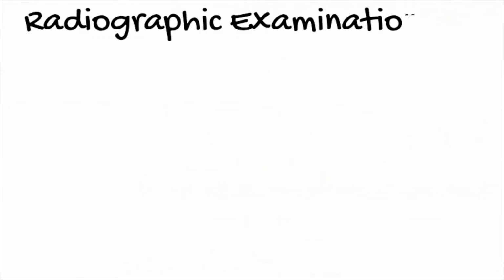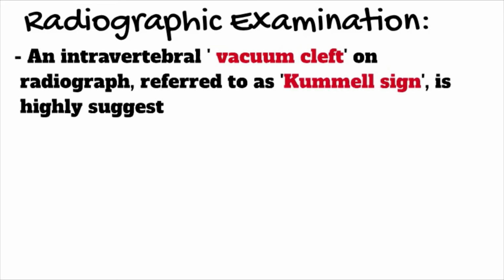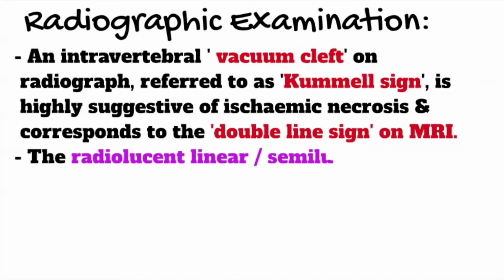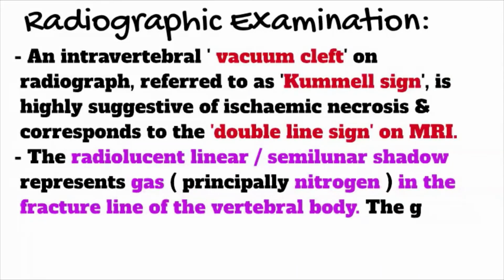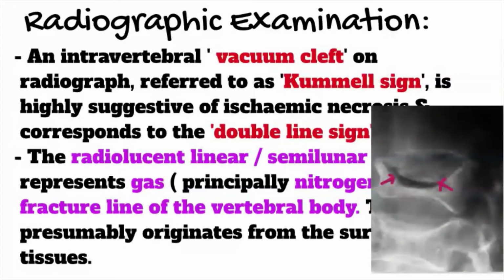Radiographic examination shows an intravertebral vacuum cleft on radiograph, referred to as Kummel sign. It is highly suggestive of ischemic necrosis and corresponds to the double line sign on MRI. The radiolucent linear or semilunar shadow represents gas, principally nitrogen, in the fracture line of the vertebral body. The gas presumably originates from the surrounding tissues. This picture illustrates a lateral X-ray view that shows a vacuum cleft sign, or Kummel sign.